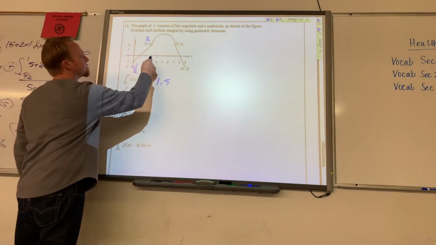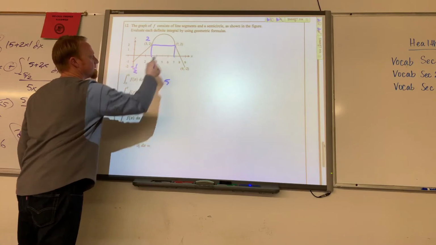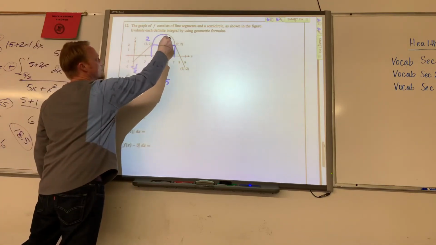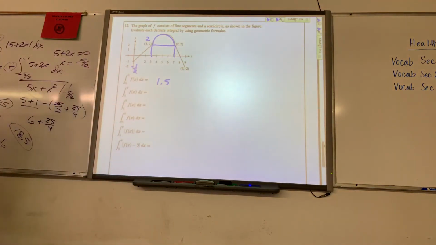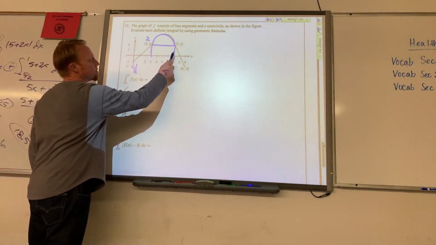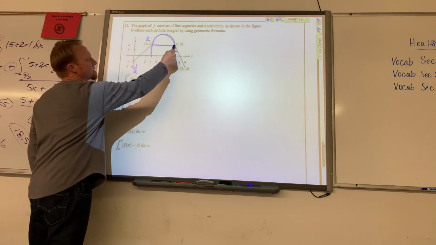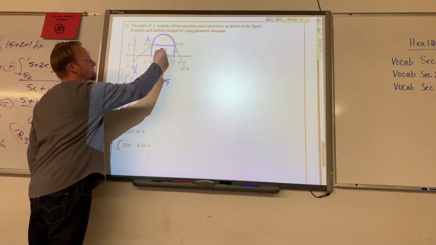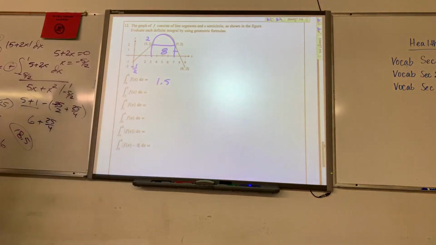So 3 to 7 is made up of two different figures. I've got a rectangle, and then I've got a semicircle. So the rectangle is pretty easy. 1, 2, 3, 4, and 1, 2. So 4 times 2, that means the area of my rectangle is 8.